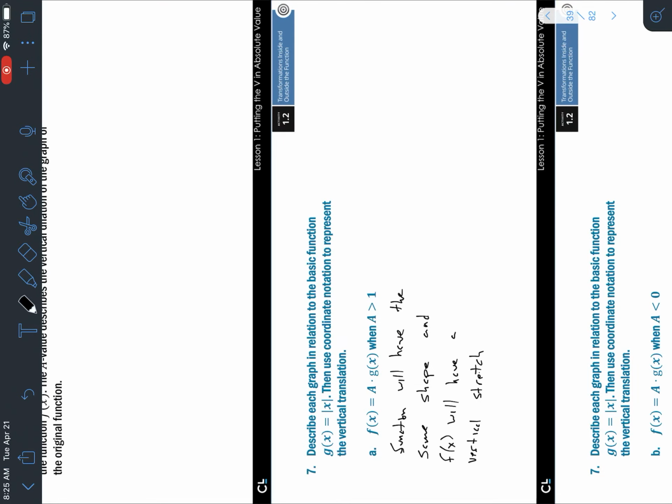Meaning that it's not going to be looking like this. It's going to be more of that. So it's going to be more of this top one here of a stretch than the bottom one. Okay?